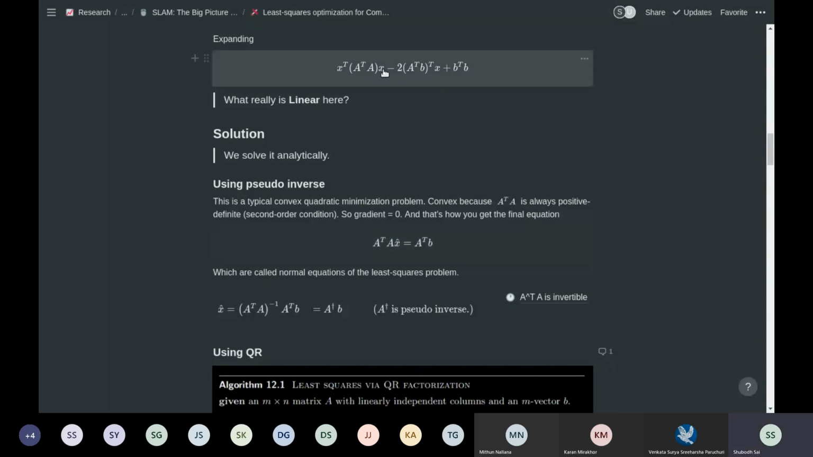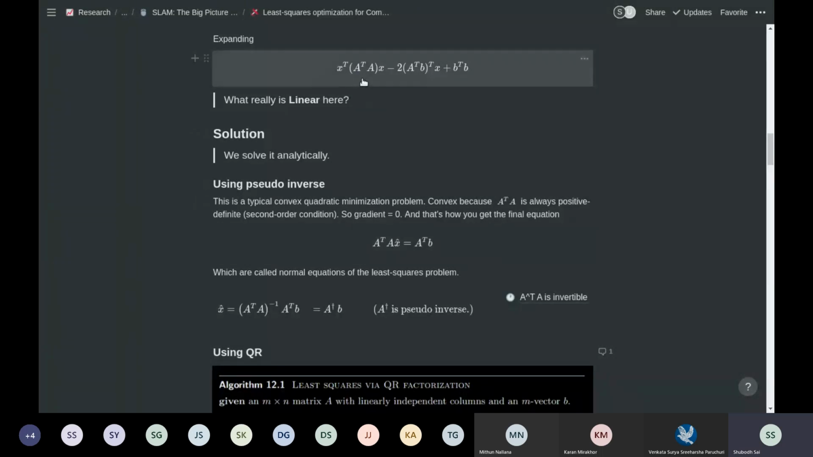Basically X goes away, and over here, if you take a derivative of this, you'll get 2. 2 into A transpose A into X is equal to 2 into A transpose B, and then you end up with this equation. I hope that is clear.